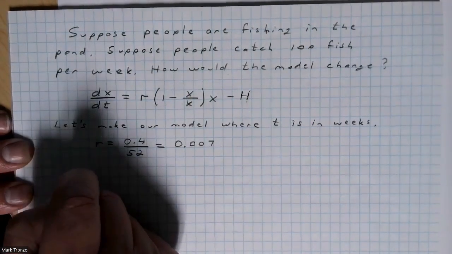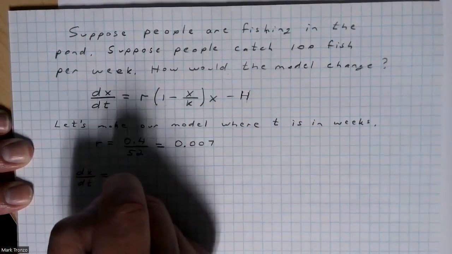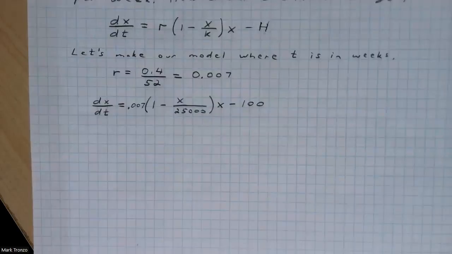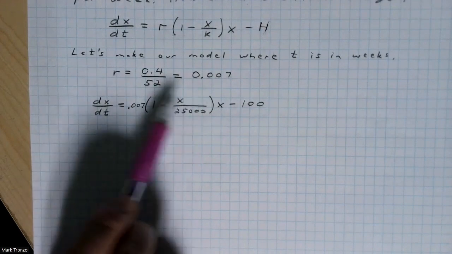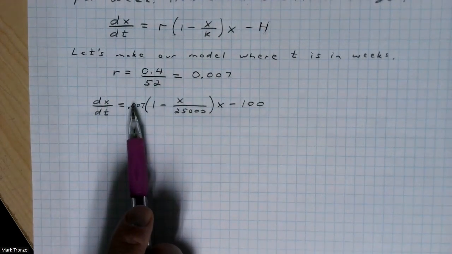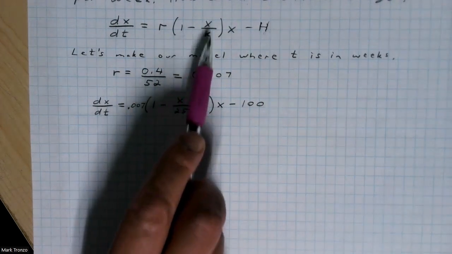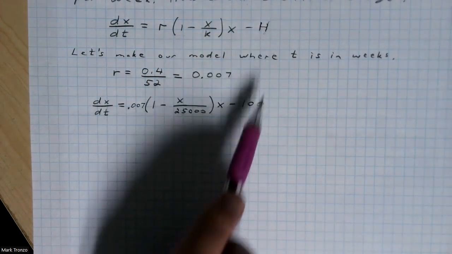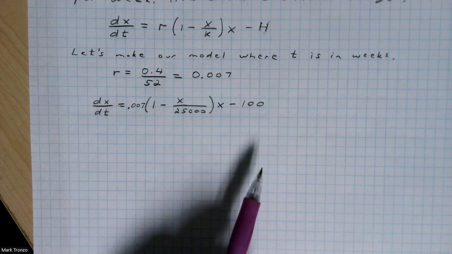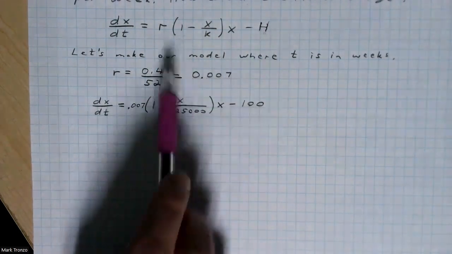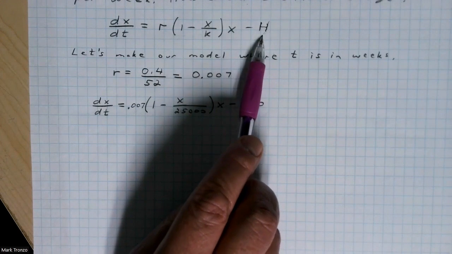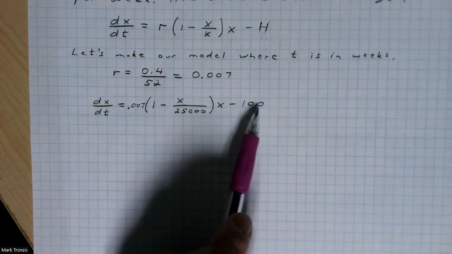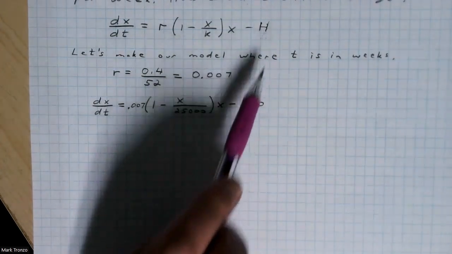So in that case, our model becomes, then we put everything into our equation. We would get for the rate 0.0077 times 1 minus x over the carrying capacity times x, minus our harvest, which is 100. And again, notice this harvest is constant, unlike what we have over here. We're not multiplying this by anything because we're just saying there's going to be a fixed amount taken out every week.